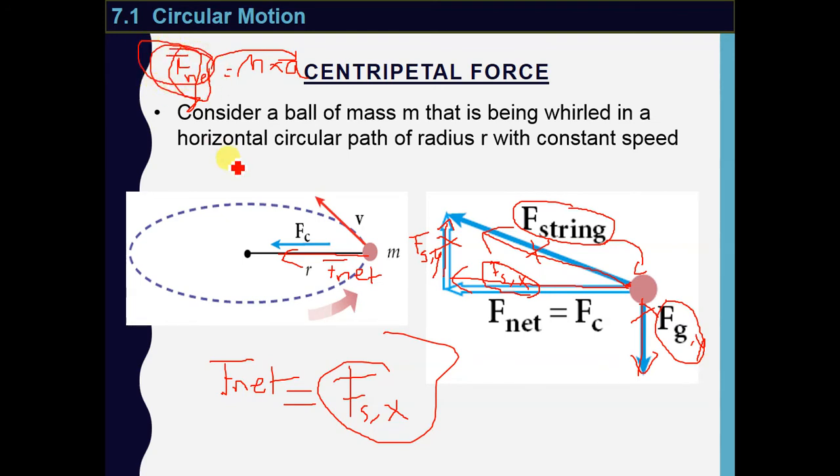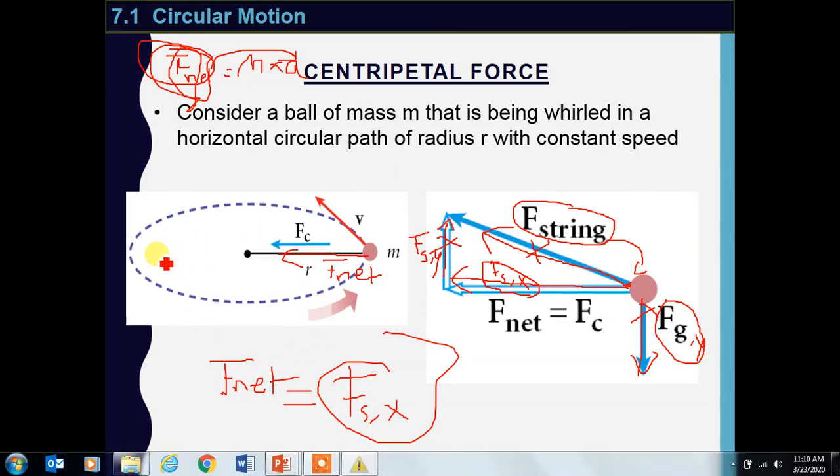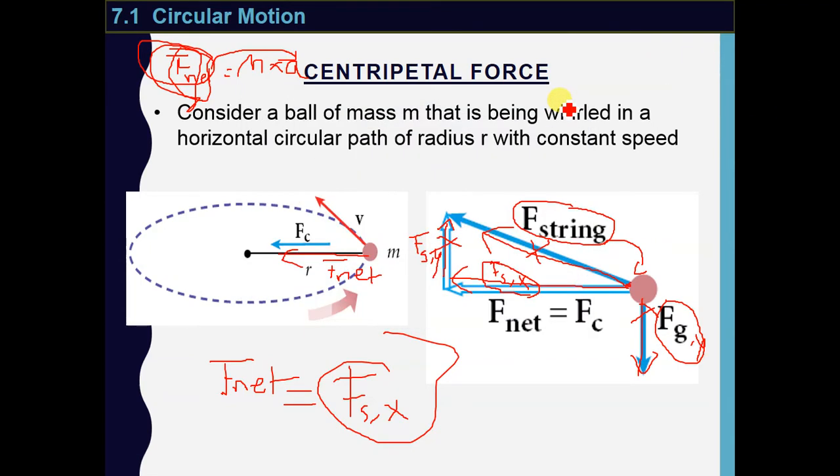So F net causes the centripetal acceleration. It's also called centripetal force because its direction is always directed toward the center. Okay, so in this example, when you have a ball attached to a string and you are moving it in a circle, what keeps this ball in the circular path? It is the centripetal force, which is caused by the string. So the force of the string is the reason why the ball is moving in a circular path, not in a straight path, for sure.